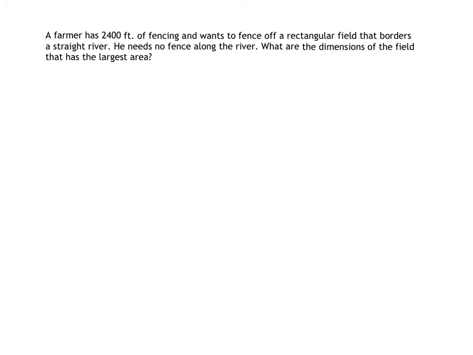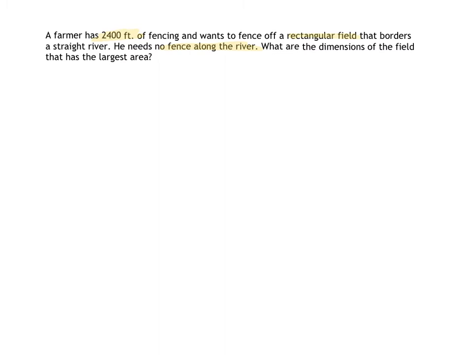Now here's another one. A farmer has 2,400 feet of fencing and wants to fence off a rectangular field that borders a straight river. He needs no fence along the river. What are the dimensions of the field that has the largest area? Okay, so again, we're going to highlight 2,400 feet of fencing, a rectangular field that borders a straight river, no fencing along the river. What are the dimensions that give the largest area? Now we're also going to find that largest area.